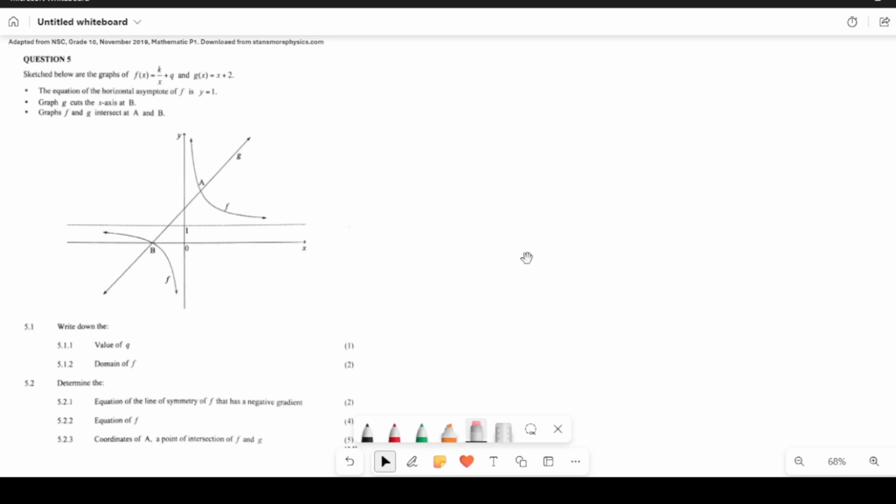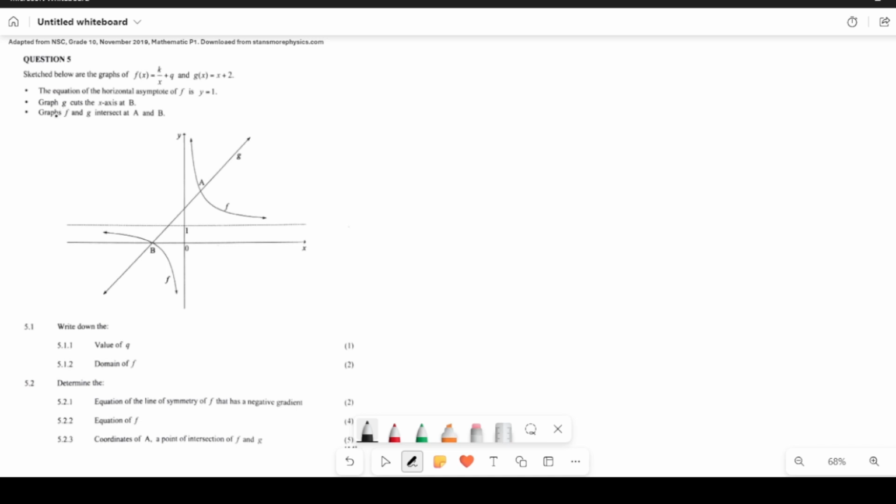Sketched below are the graphs of f(x) = k/x + q, and g(x) = x + 2. The equation of the horizontal asymptote of f is y = 1. So that will be the q value that's here, right? The q value that lies here.